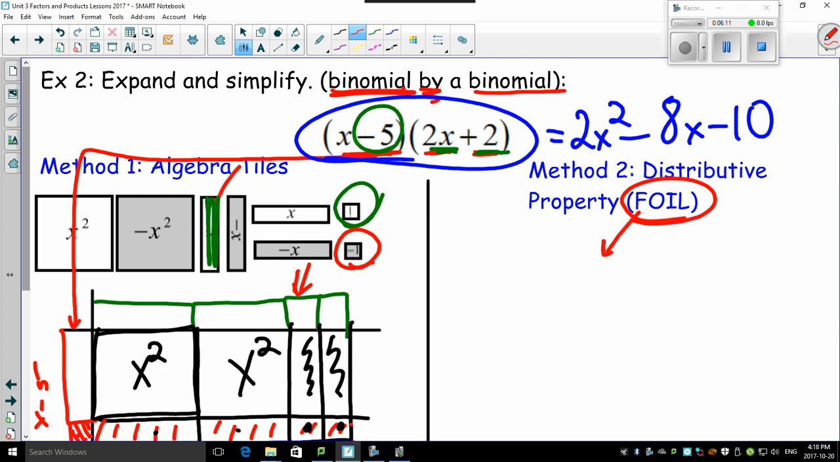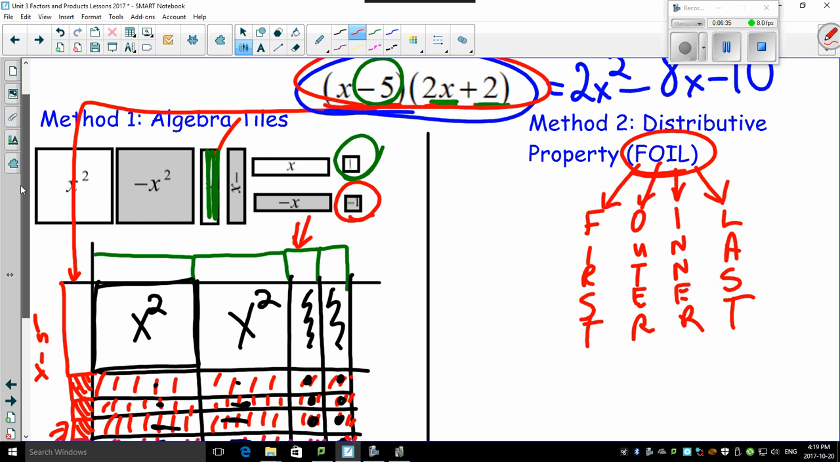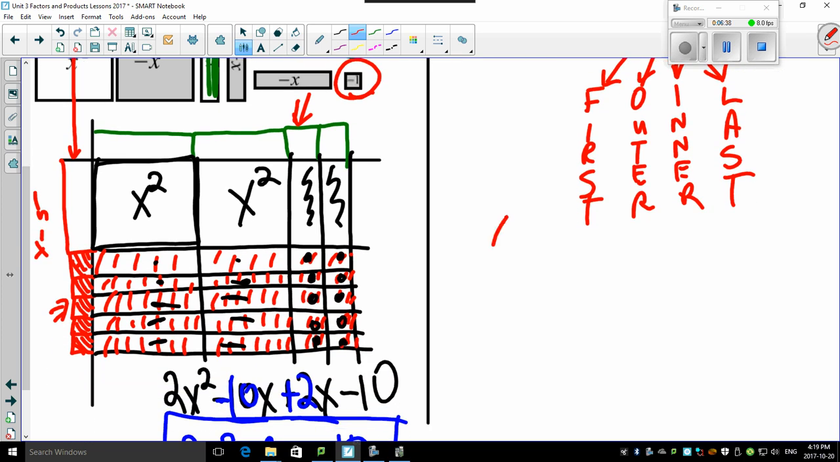FOIL stands for F stands for first. O stands for outer. I stands for inner. And L stands for last. Let me show you how this works with this beautiful thing we have right here. The x minus 5, 2x plus 2. I'm just going to rewrite it down here. X minus 5, 2x plus 2.